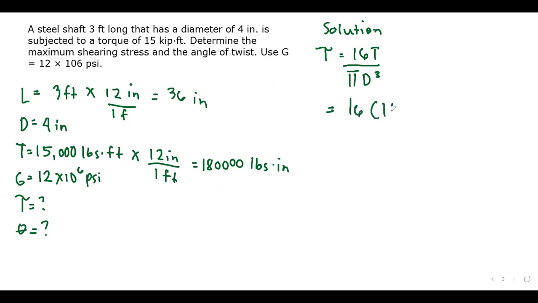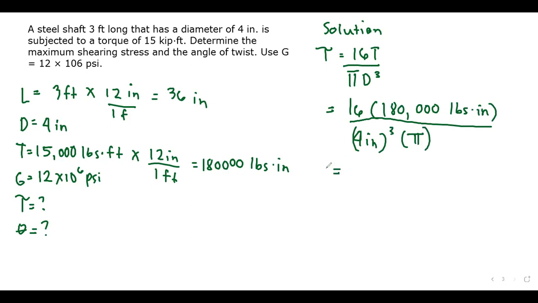So 16 multiplied by 180,000, and pakita natin din yung cancellation of units para makita ninyo, para kahit pa paano, may na-retain sa inyo. Over 4 inch cube multiplied by pi. Okay, ayan, solve na natin. So, magkakaroon tayo ng cancellation. So technically, 4 inch cube, so magka-cancel out yan. Yung tira dito is magiging squared na lang. So itong 4 cube magiging 4 times 4 times 4, 64. So magiging 64 inch squared pi siya.